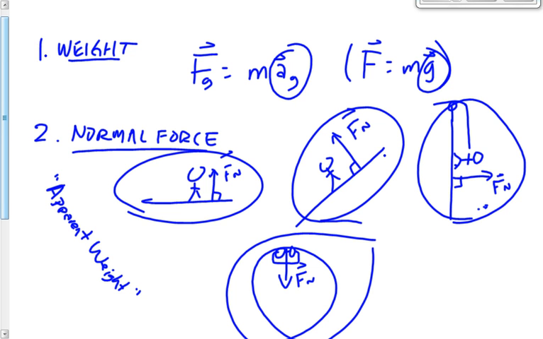I weigh about 700 newtons right now. How heavy do I feel? 700 newtons. Why? Because gravity is pulling down on me at 700? No, that's not why I feel like I weigh 700 newtons. I feel like I weigh 700 newtons because the floor is pushing back up at the same rate as gravity is pulling me down. If I'm in an elevator, you ever experienced this?